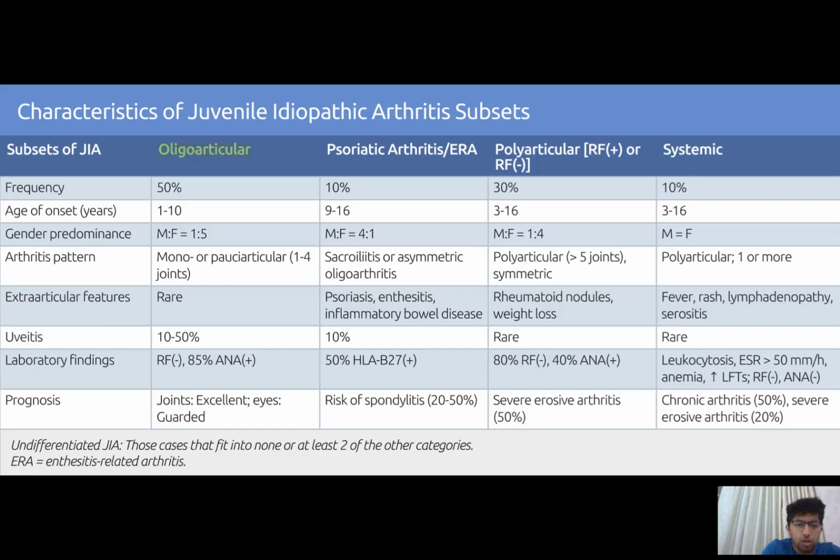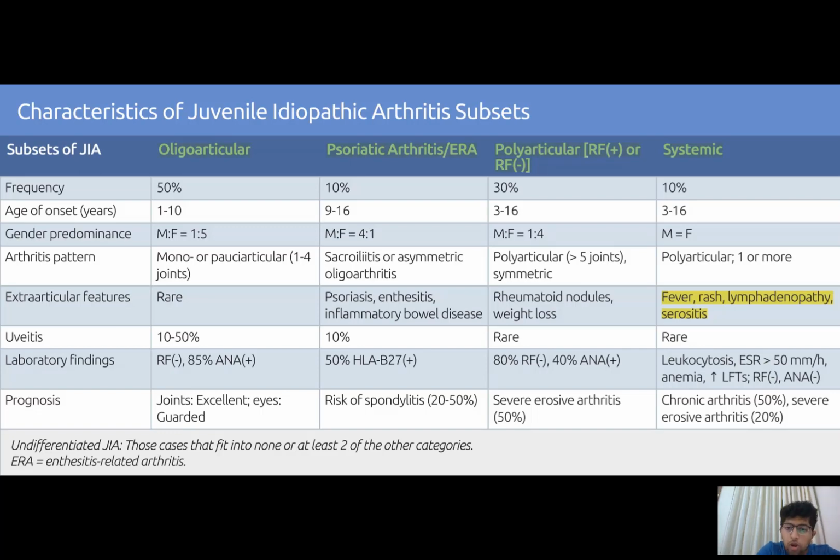One is the oligoarticular pattern. One is the psoriatic arthritis or enthesitis type, or it can be polyarticular or systemic. When we say systemic, there will be fever, rash, lymphadenopathy, and serositis. Other than that, this will be almost the same as regular rheumatoid arthritis.